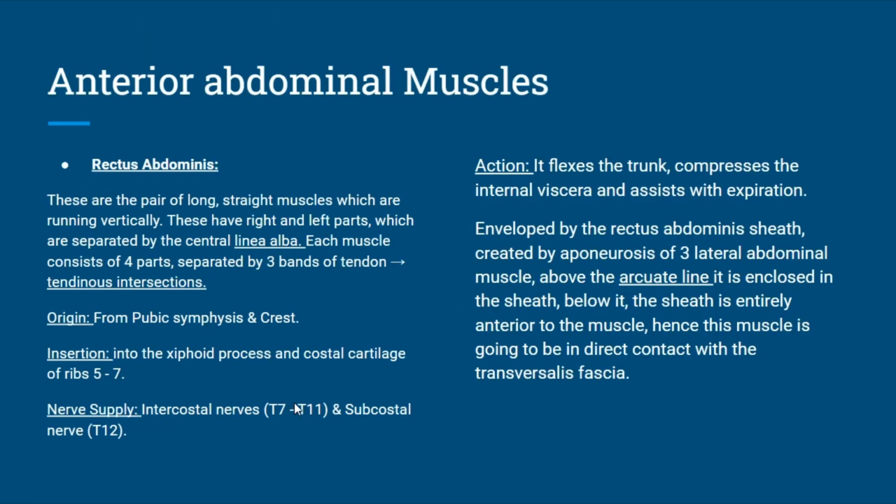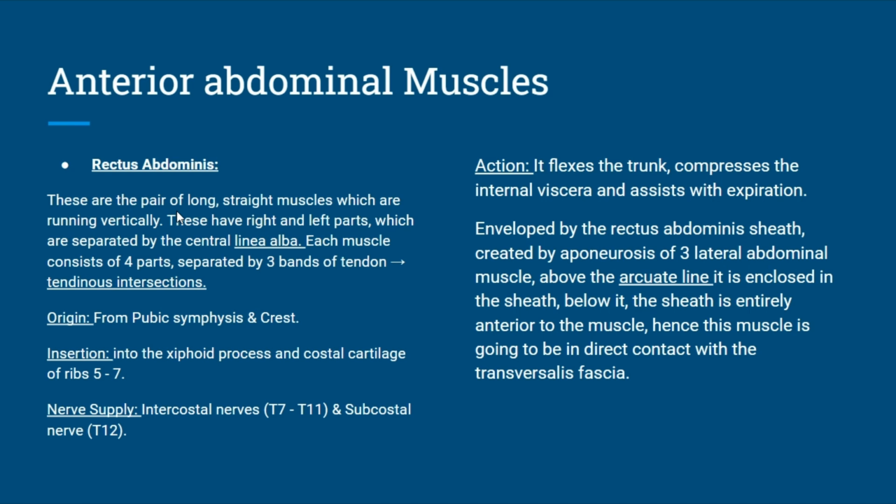Now we're going to look into the anterior abdominal muscle. So this is the anterior group of the anterolateral wall. The very first muscle that we are looking at is the rectus abdominis. So this is basically what you call a six-pack that you see in the people who go to the gym and they have very low transcutaneous fat on their abdomen. So this muscle is called the rectus abdominis.